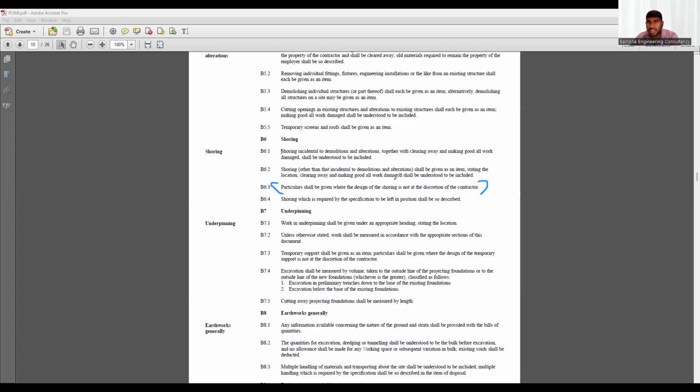So they make a design and submit it to the authorities. The authorities will approve it and come back to the consultant. They said, okay, we get the authority approval, let's go ahead. So the consultant will also have a look at it, but the consultant doesn't have the responsibility or the liability on that particular shoring design.